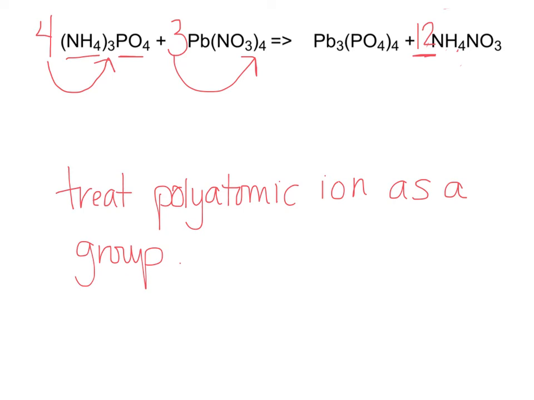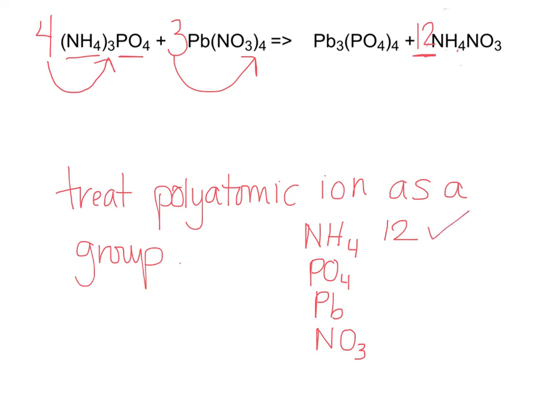So let's double check our work using polyatomic ions as groups. So let's write out first what we have on both sides. We have NH4s on both sides. We have PO4s on both sides. We have lead on both sides, and we have NO3s on both sides. So on the left-hand side, I have 4 times 3 for the NH4s. That gives me 12 NH4s. On the right-hand side, I also have 12, so that checks.